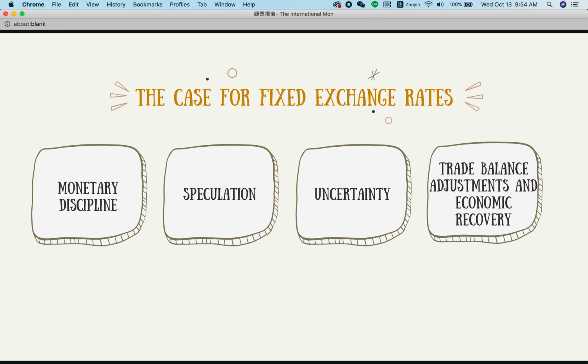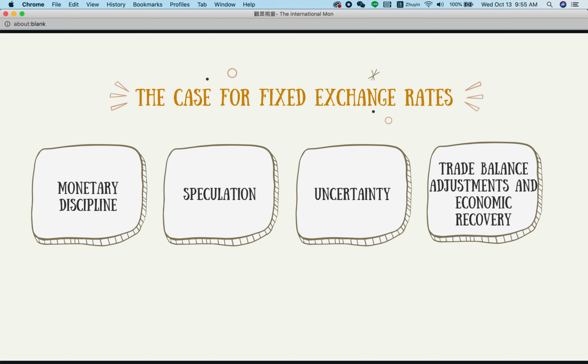Advocates of the fixed rate argue that governments often give in to political pressures and expand the money supply too rapidly, causing unacceptably high price inflation. A fixed exchange rate would ensure that this does not occur.